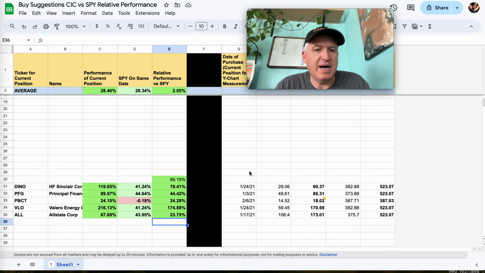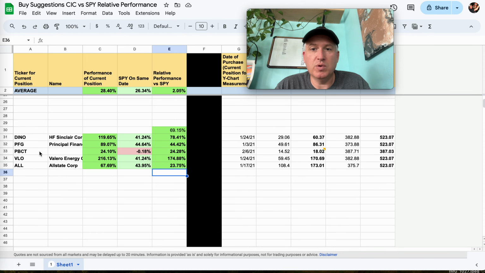So I had a bunch of buys. These are stocks that I made buy videos of that I took profits in along the way, so I don't own any of these anymore. PBCT was a bank that got bought out right after I made the video by Carl Icahn.